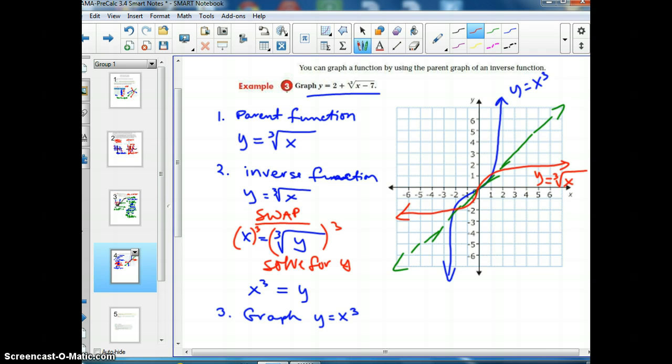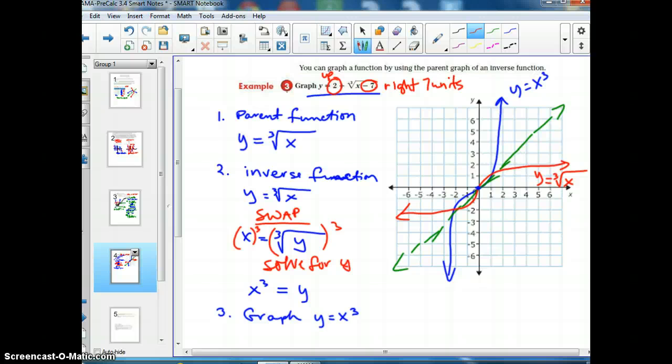Then from there we can do some translations by taking the 7, it's affecting the x coordinate, and that tells us we're going to go to the right 7 units. And then the 2 is affecting the whole function, and we're going to go up 2 units from there.